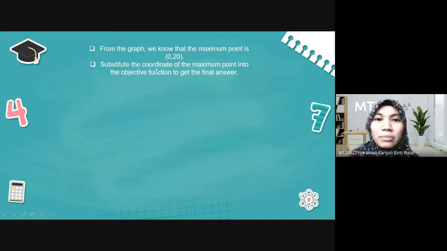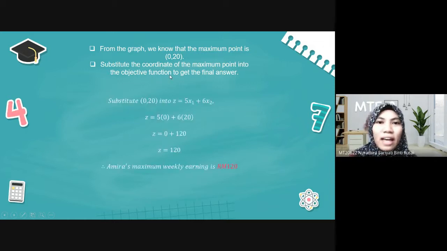So we can substitute the coordinate of the maximum point into the objective function to get the final answer. This is the objective function just now, and then we substitute to get the final answer. So Amira's maximum weekly earning is 120 ringgit, which means in a week she can get a maximum of 120 ringgit.